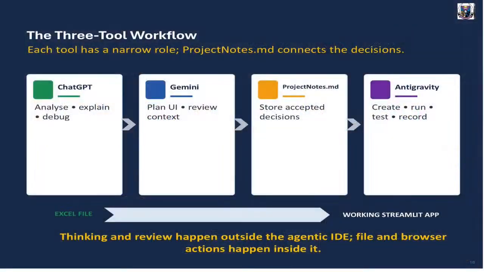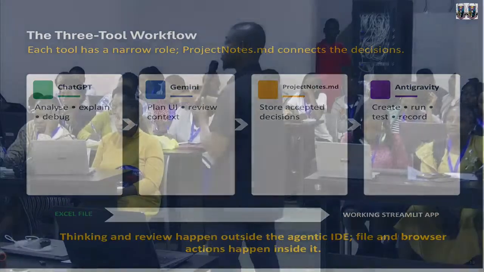So you need ChatGPT to analyze, to explain, to debug your software. Then you need Gemini to plan your user interface, to review the context. Then you need the project notes to store the accepted decisions. Then your Anti-Gravity to create, to run, to test and record. And one advantage of Anti-Gravity is that while testing, it can record, it can help you keep what we call documentation. It will record your project testing as videos. It will capture screenshots automatically. It's not that you will be the one doing screenshots. No, it will do everything for you. It will do PDF for documentation.